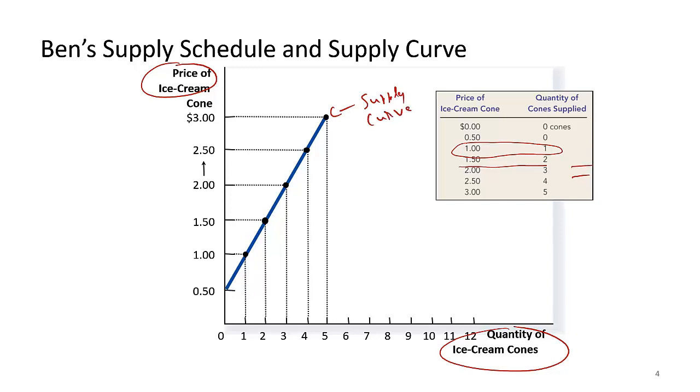So the supply curve is nothing but the relationship between the price of a product and the quantity supplied at each price. And you can see that as price increases from $2 to $2.50, supply increases from 3 to 4 units. So as price increases, the seller wants to sell more. Next, I would like to discuss the other factors that affect supply.